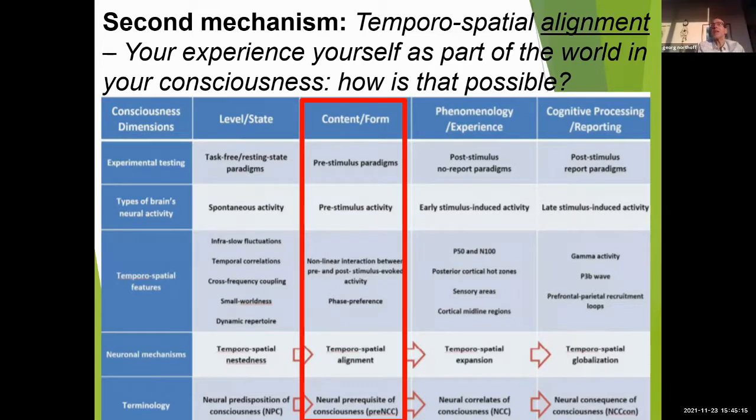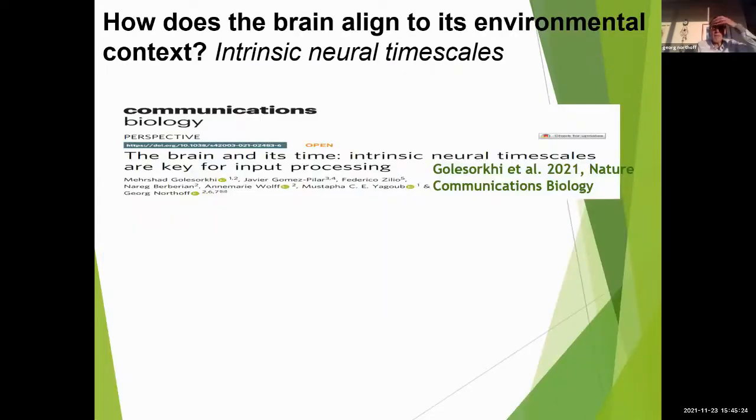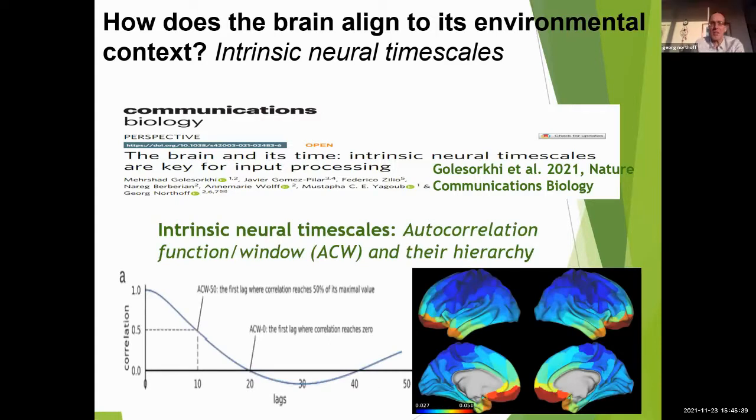Same with other things, when you hear music, when you hear stories or read a book. So this is what we call temporal spatial alignment as a key mechanism. Now the question: what are the mechanisms by means of which the brain synchronizes or aligns with this environment? One key component are the intrinsic neural timescales. What are intrinsic neural timescales?